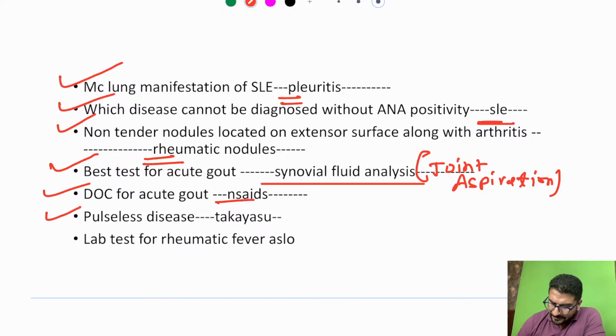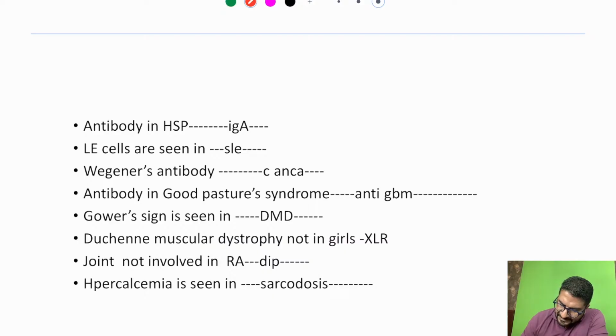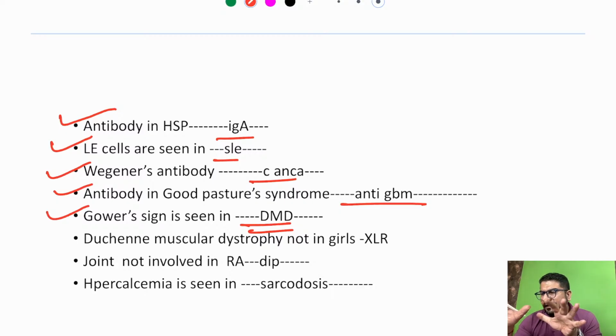पल्सलेस डिसीज इज अनदर नेम ऑफ Takayasu. रोमैटिक फीवर के लिए क्या टेस्ट करोगे आप? ASO और ASLO, एंटी स्ट्रेप्टोलाइसिन O. Antibody in HSP: it is IgA. LE cells you will see in SLE. Wegener's में कौन सी एंटीबॉडी होगी? C-ANCA. In Goodpasture, anti-GBM. Gower sign you will see in Duchenne muscular dystrophy. Gower sign means पेशेंट किसी टेबल का या आसपास पड़े ऑब्जेक्ट का हेल्प लेगा अगर बैठे से खड़ा होने के लिए. Duchenne muscular dystrophy, this is not in girls because it is X-linked recessive.